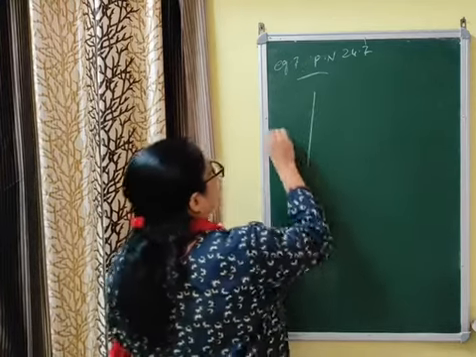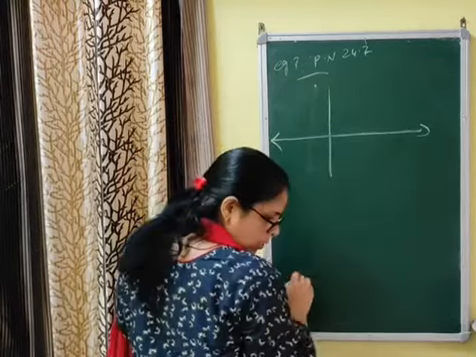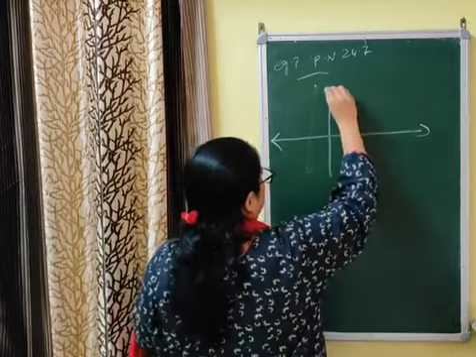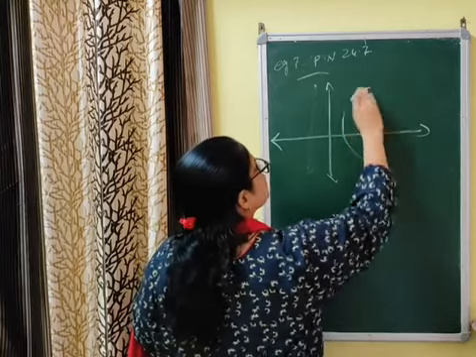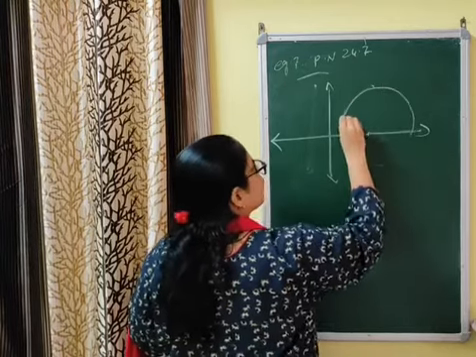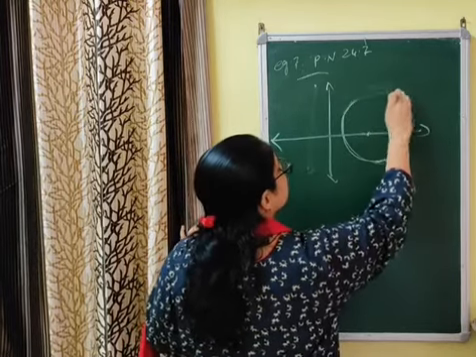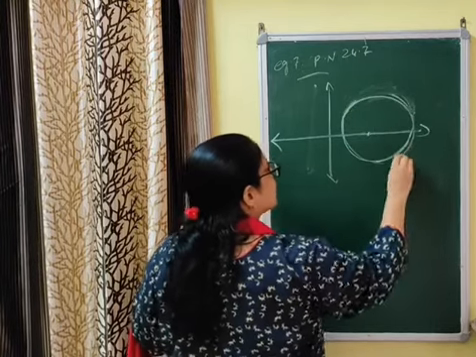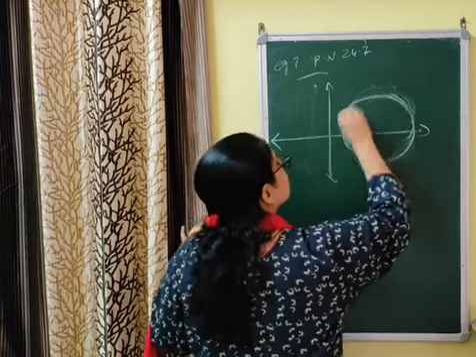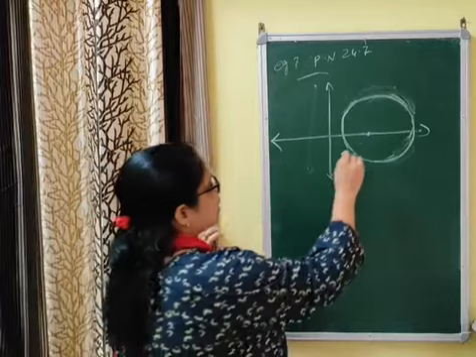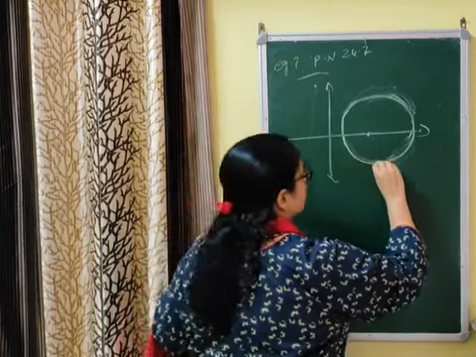You are asked to find the equation of a circle whose center is on the x-axis and which passes through the point. For drawing a circle, a little bit of patience should be there because it should be symmetrical with respect to the axes. This is the circle, and you are given that the center lies on the x-axis. Since the center is on the x-axis, the y-coordinate is 0.